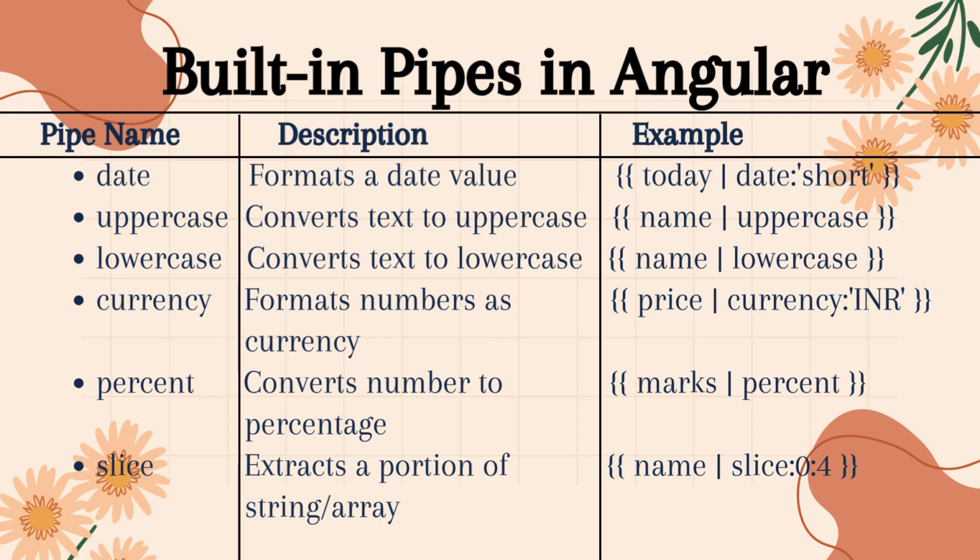Number 6, slice pipe. It extracts a portion of a string or an array. For example, name pipe slice : 0:4. If name equals Angular, the output will be Angu. So these are some of the most commonly used built-in pipes in Angular, and they help make your templates cleaner and your data beautifully formatted.